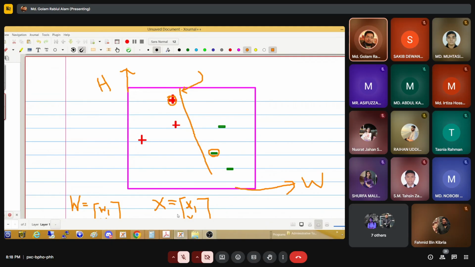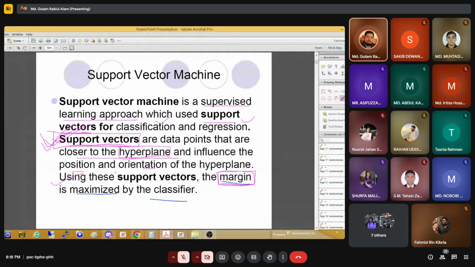Now, in the definition, I think we understand the support vector, we understand the hyperplane, because we have already derived the equation of the generic form of a hyperplane. The other thing is the margin. So we need to now understand the margin. What is margin?